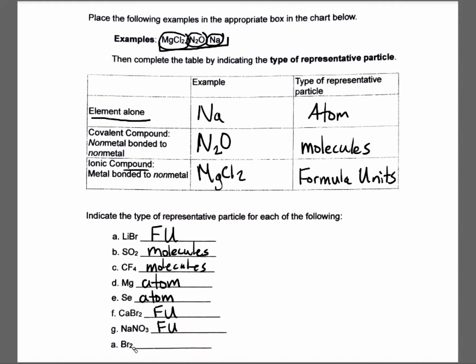And then Br2. We do have two atoms bonded together to make a molecule, but remember we talked about those. That's a diatomic molecule. It's made up of only one type of atom, and so that would be atoms for that one. But I suppose we could make the argument for molecules as well in that case, since it's made up of two atoms bonded together to make a diatomic molecule. But we could also say atoms in the sense that it's only one type of atom in there.